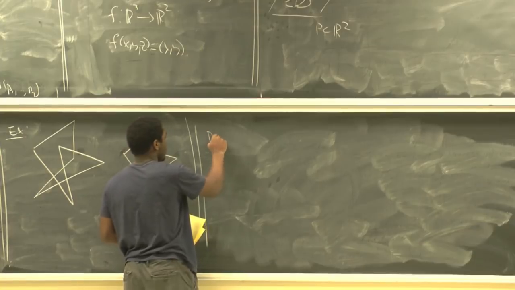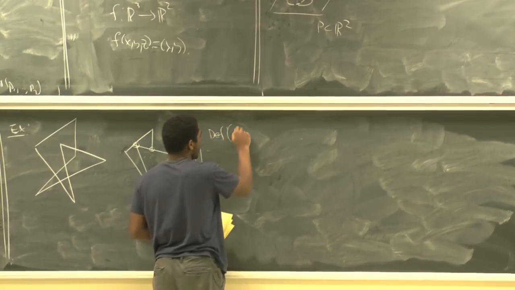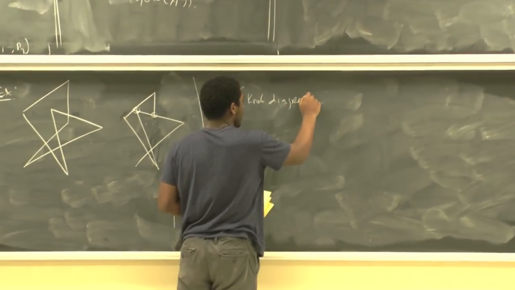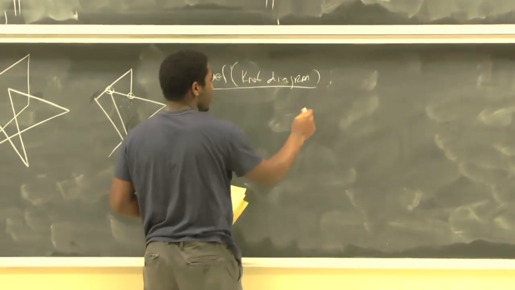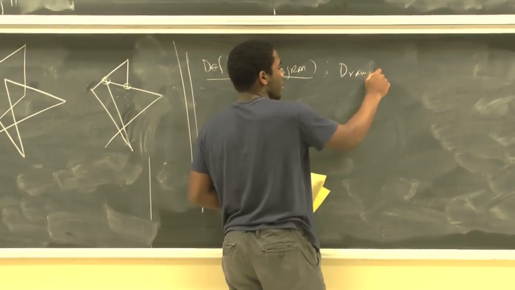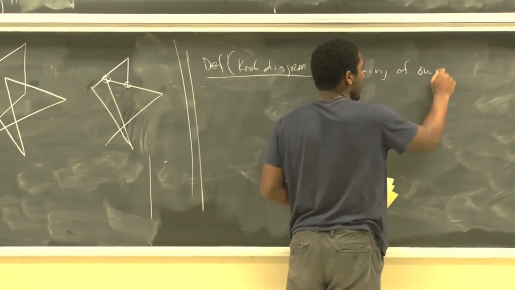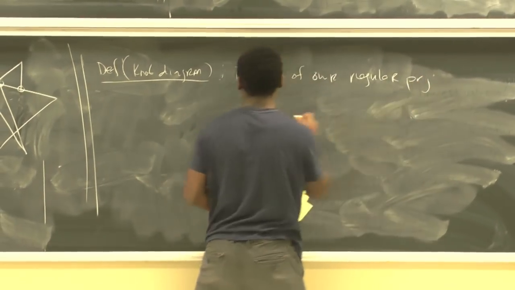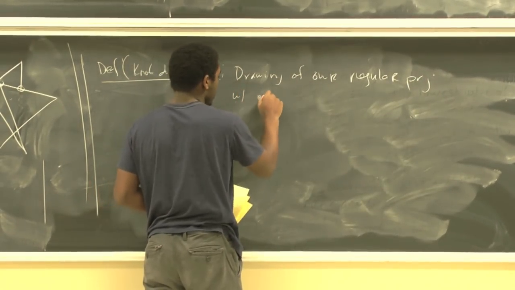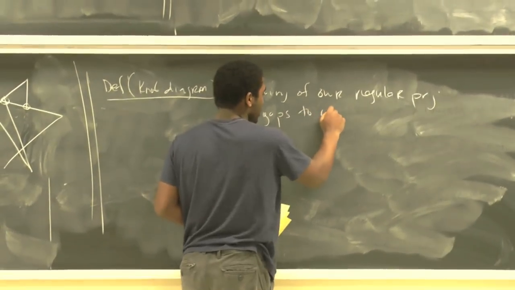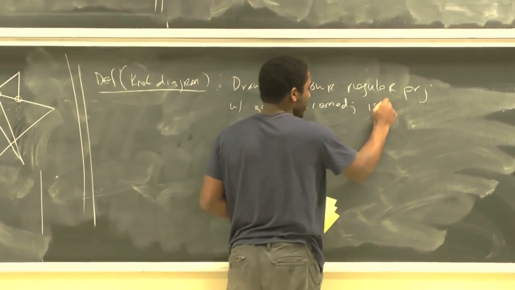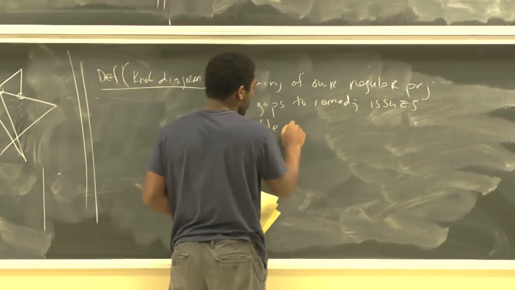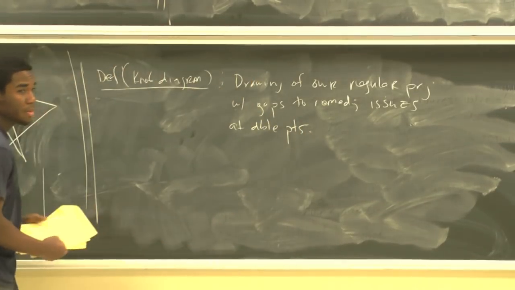So the definition of knot diagram would just be the drawing of our regular projection. And simply, yes, with gaps to remedy issues at double points. Does that make sense?